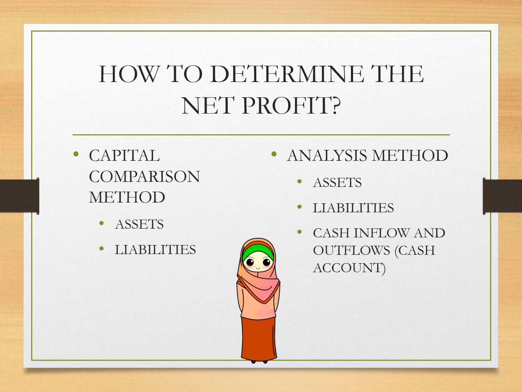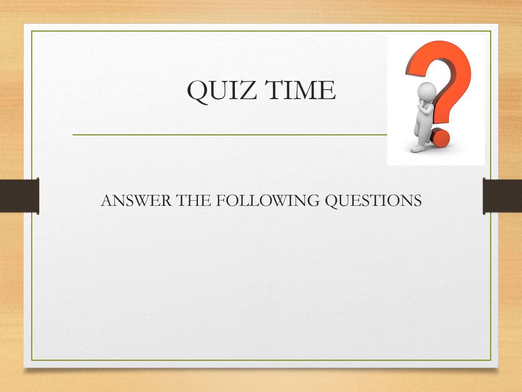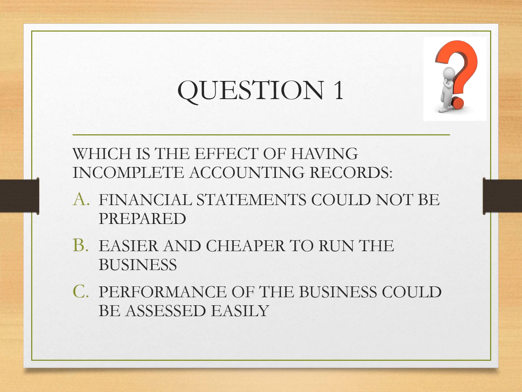That's all for now. Let's do the short quiz on what we have learned today. Are you ready? Let's answer the following questions. Question 1. Which is the effect of having incomplete accounting records? A. Financial statements could not be prepared. B. Easier and cheaper to run the business. And C. Performance of the business could be assessed easily.